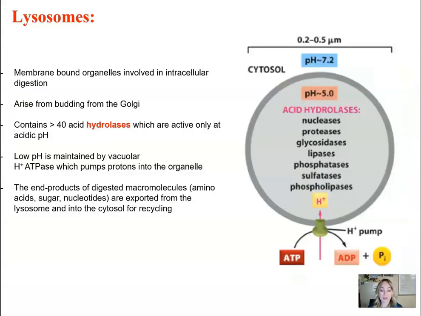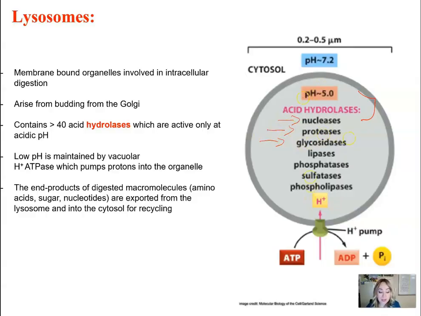All right, so now we're looking at lysosomes, and remember, we get them from when the Golgi is pinching off vesicles. Lysosomes will contain many different types of hydrolases, and these are the enzymes that are used to break down macromolecules, and you can see some of the examples here. Nucleases, for example, will break down nucleic acids, proteases, proteins, glycosidases, glycosidic linkages, and sugars, and so on.